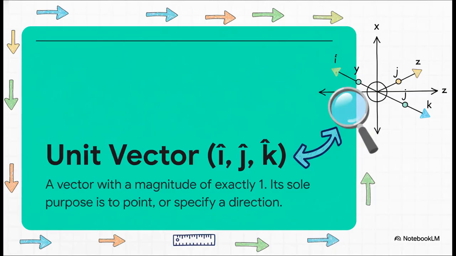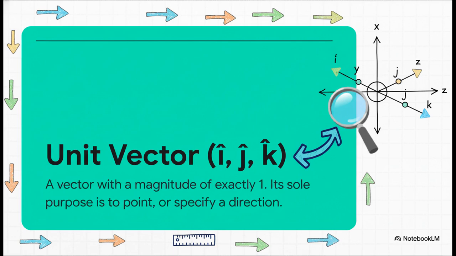Now, those components we just found, Ax and Ay, are just numbers. They tell us how much, but they don't have any direction. So how do we fix that? We use these brilliant little things called unit vectors. Meet i hat, j hat, and k hat. Their length is exactly 1. Their only job in the entire universe is to point. i hat points along the x-axis, j hat points along the y-axis, and k hat points along the z-axis.